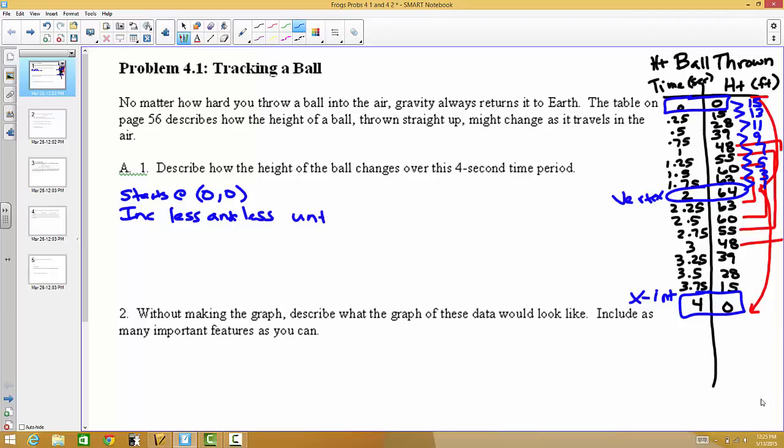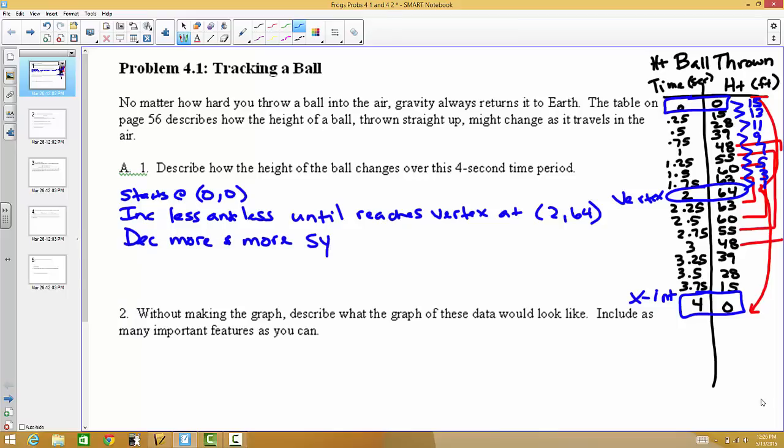Until it hits the vertex, which is at 64. And then it decreases more and more symmetrically, which means the same exact numbers, until 4 gives 0.